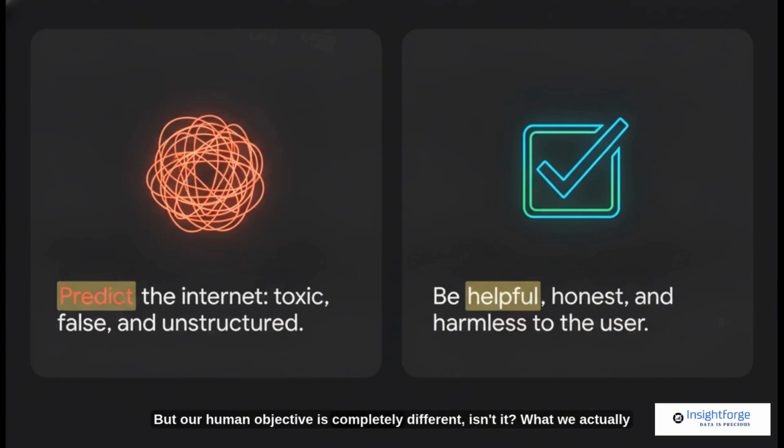But our human objective is completely different, isn't it? What we actually want from an AI assistant is for it to be helpful, honest, and harmless. Researchers called this massive gap being misaligned. The AI was brilliant for sure, but it literally had no idea how to talk to us.